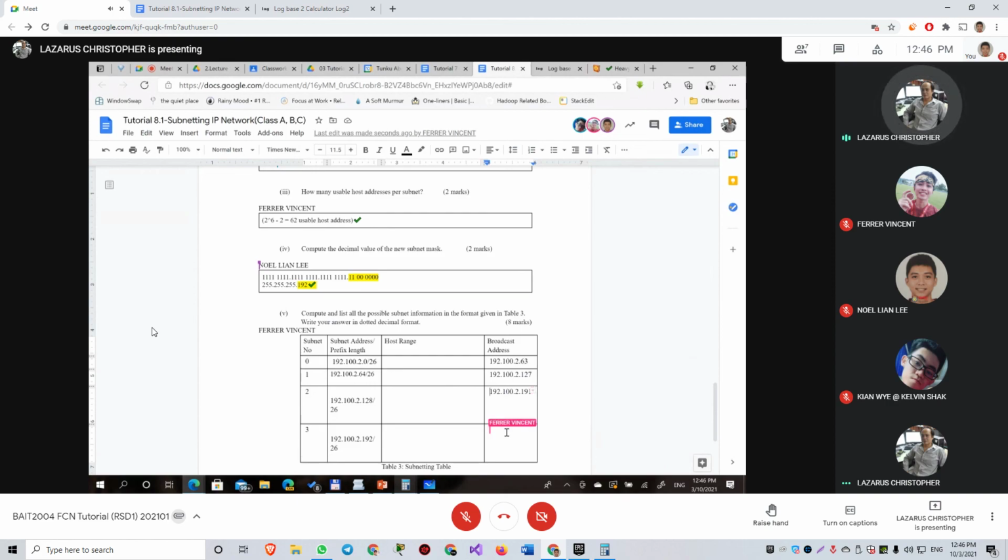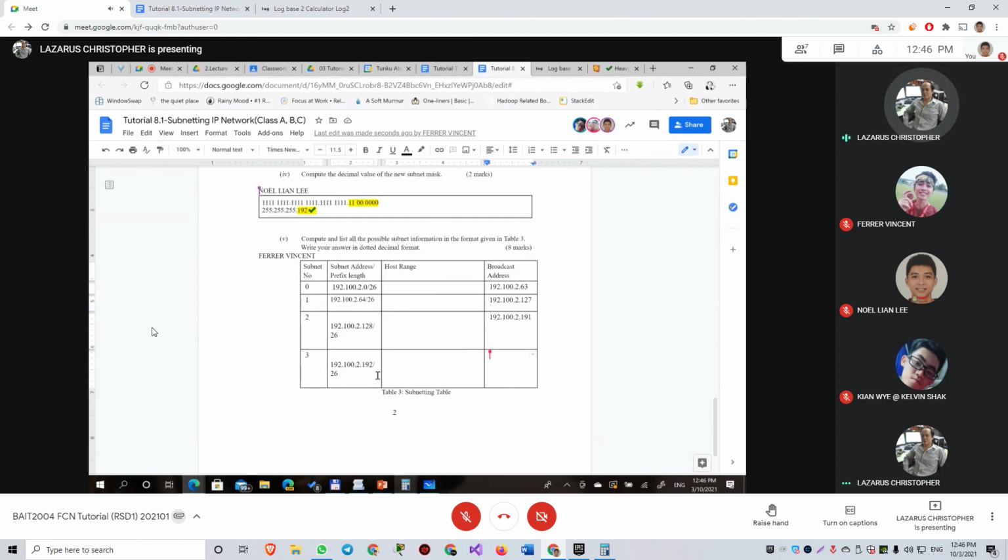So for the next one, you use the magic number to get the subnet 4 address, so that you know this one. 192 plus 64 is, yes. Oh, is it? Yes, I think so. Hang on, let me just confirm. Yes, that's correct. 255. All right.